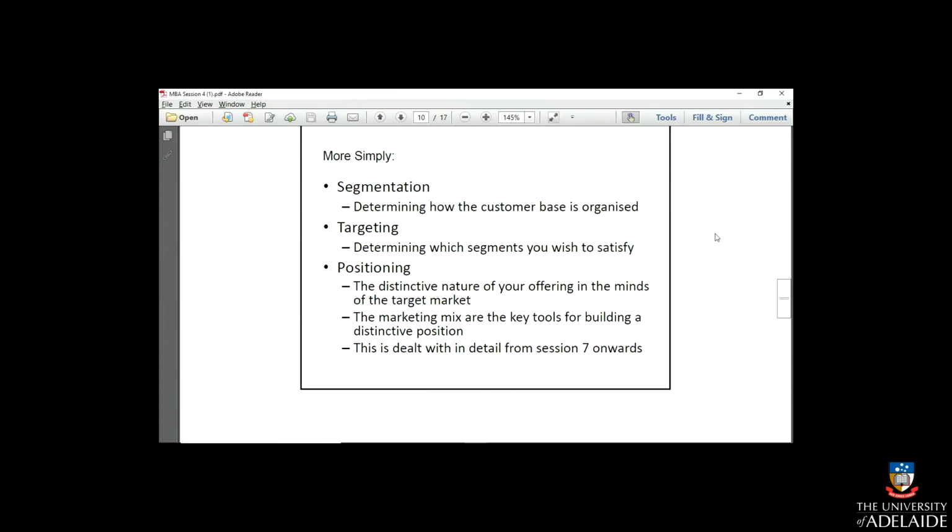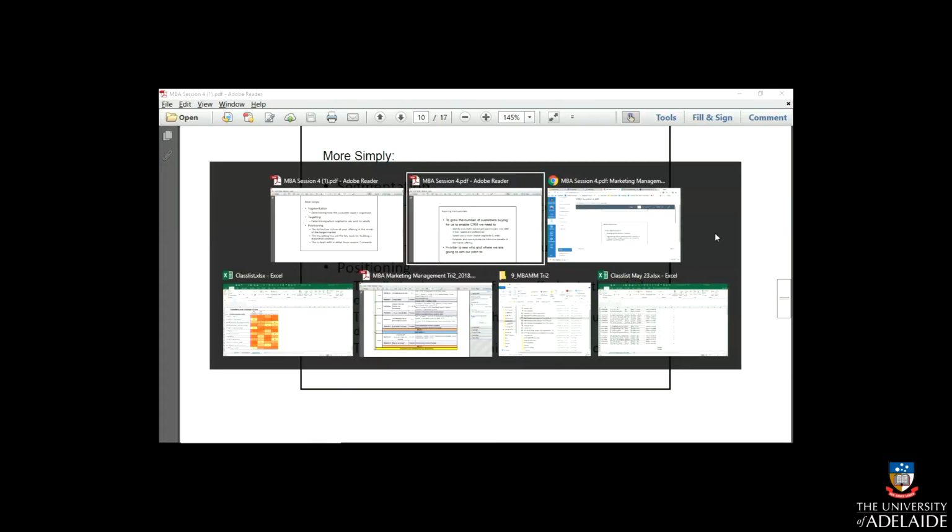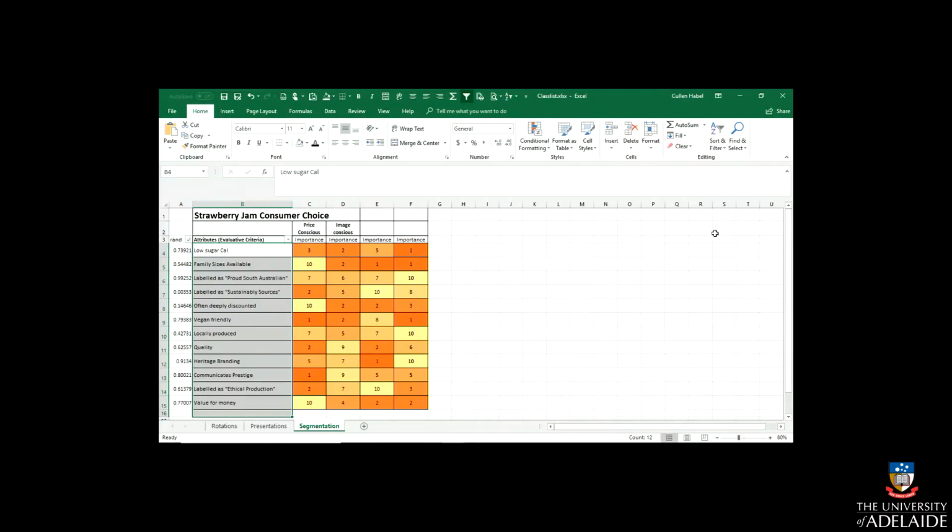The idea of segmentation: working out how the customer base is organised, and we know what our favourite approach to segmentation is, needs-based segmentation. So we get measurements of what sort of needs are there. Targeting: what sort of segments do we wish to satisfy? What do we base the targeting decision on? We'll go back to jam. We realise we've got image conscious, price conscious, social conscious, and patriotic SA.